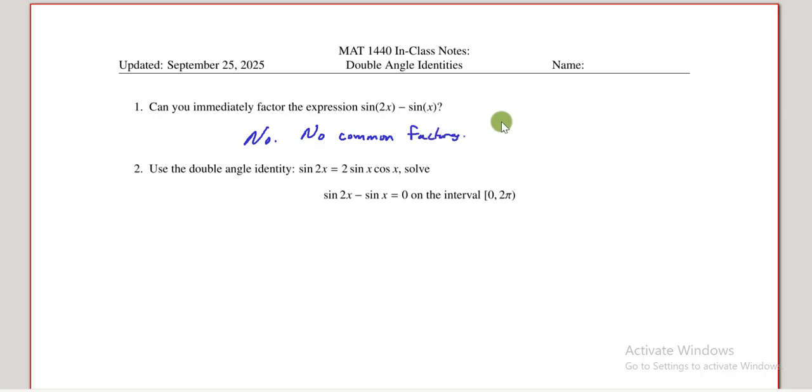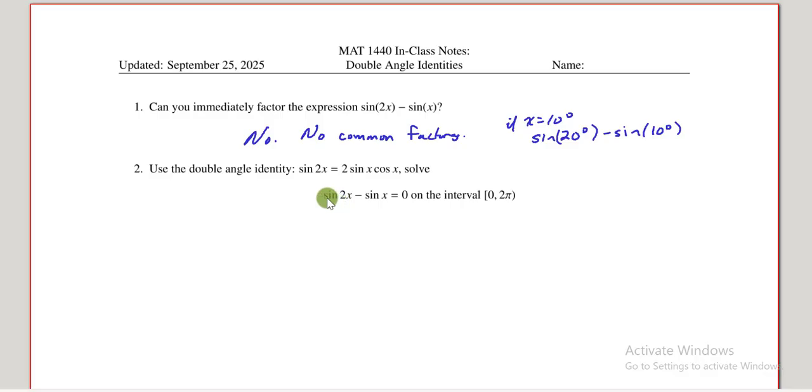It's worth pointing out that although they both use the word sine, if we take on a value for x, maybe if x were equal to 10 degrees, this would be the sine of 20 degrees, and then we're subtracting from that the sine of 10 degrees. And these are not like terms. While they are in some ways related, I don't know of any algebra way to simplify this expression at first glance.